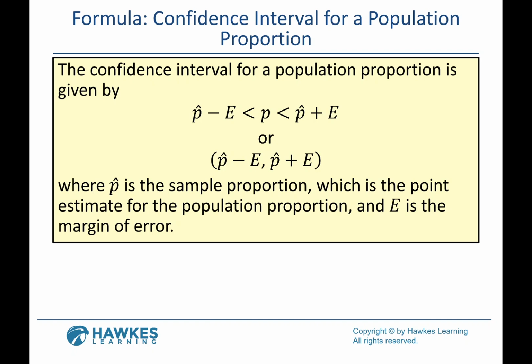It looks a little bit different here because we're using p hat instead of x bar. X bar is a sample mean. Here we're using a sample proportion. But it's the exact same idea. We take our point estimate, add the margin of error, and subtract the margin of error to get the two endpoints of our interval. So no big deal.